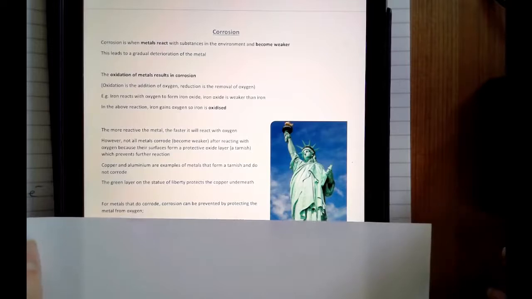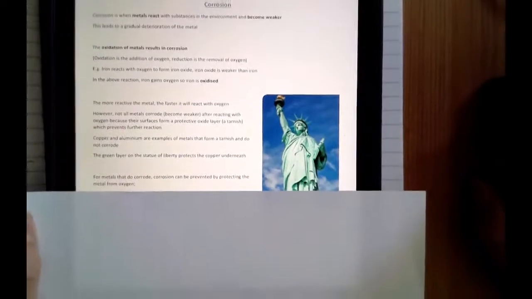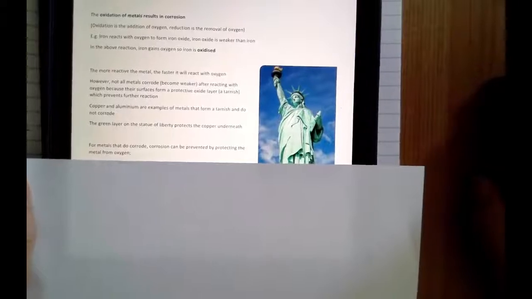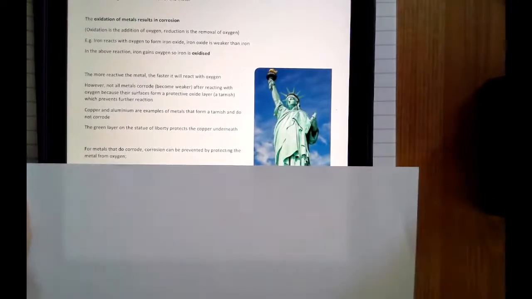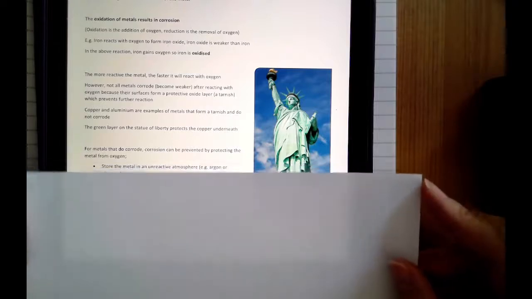For metals that do corrode, you want to protect them from corrosion. Okay, so this is particularly important for metals that are used for structure. So if you were building a bridge out of a given metal, you don't want it to corrode, you don't want it to become weaker over time. So you need to protect these metals from corrosion. To protect them from corrosion, you want to protect them from oxygen.